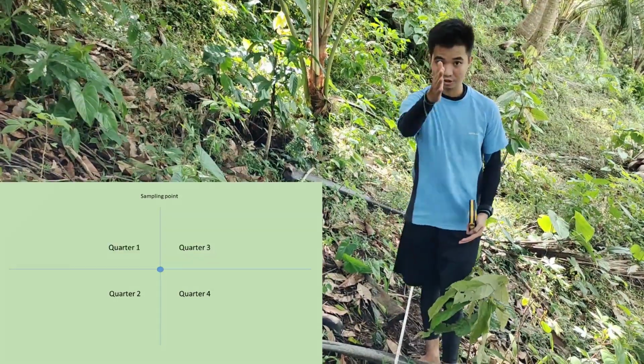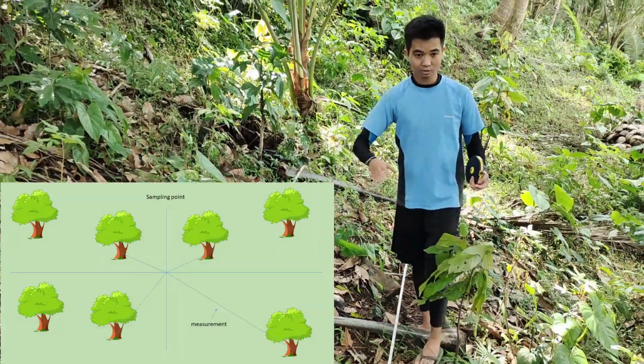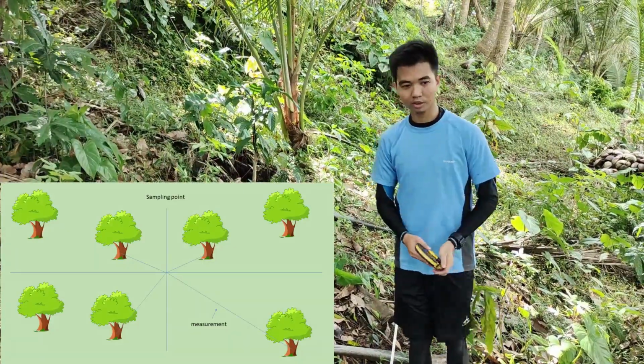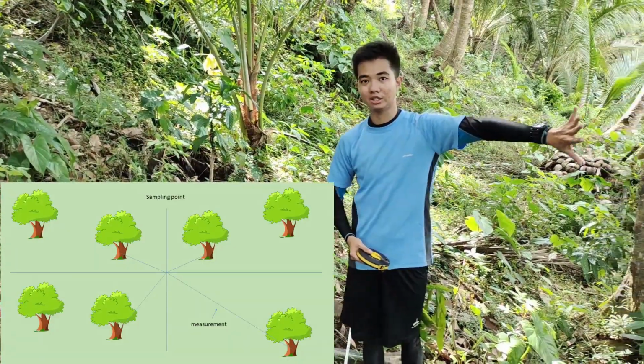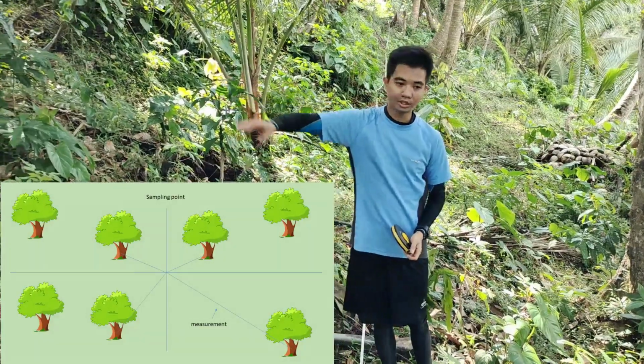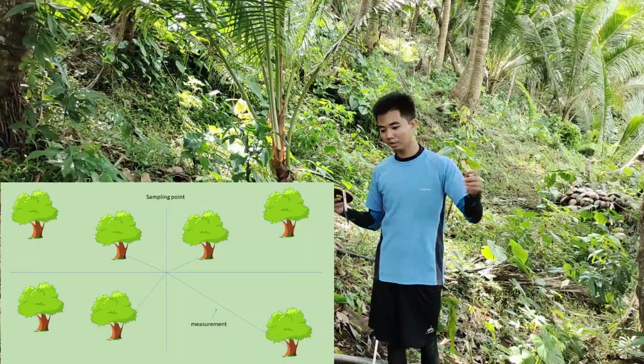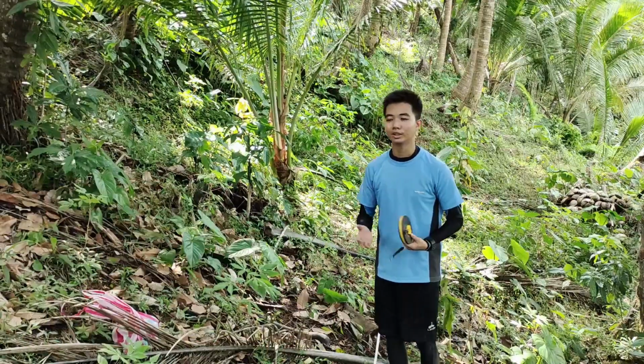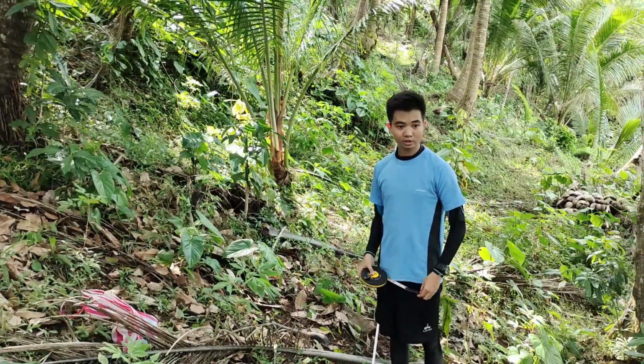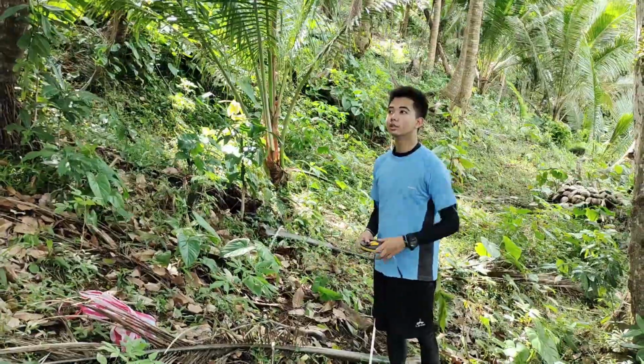So say for example, because this is divided into 4, this one will be 1/4. We're going to look for trees in this area, and another one from here, and in the 2 other quarters. Then we're going to measure it from this point. Okay. So let's do it. So for this quarter, we have a tree over there.